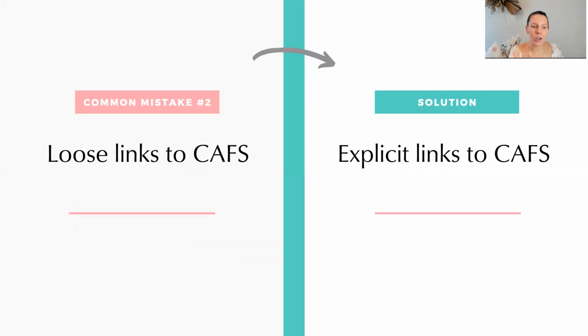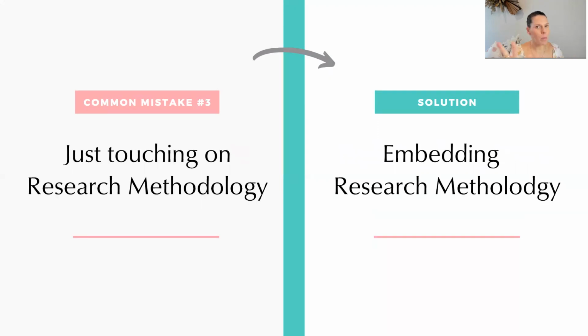Common mistake number 2 is loose links to CAFS. The solution: explicit links to CAFS content in your focus. Common mistake number 3 is just touching on research methodology. And the solution is really about embedding that research methodology.